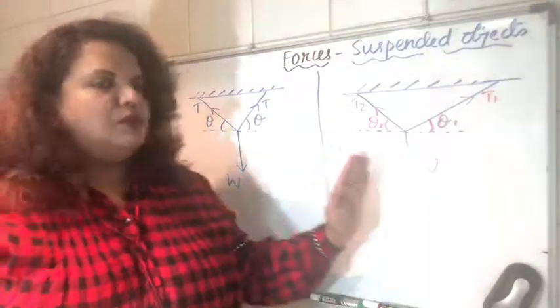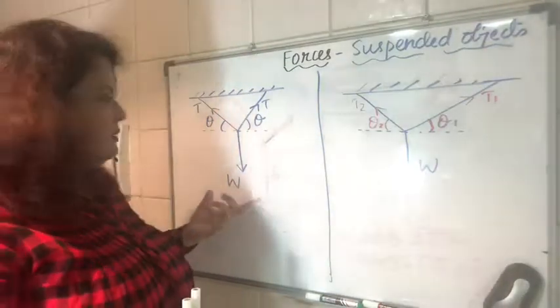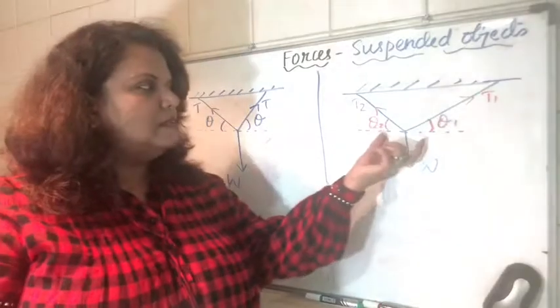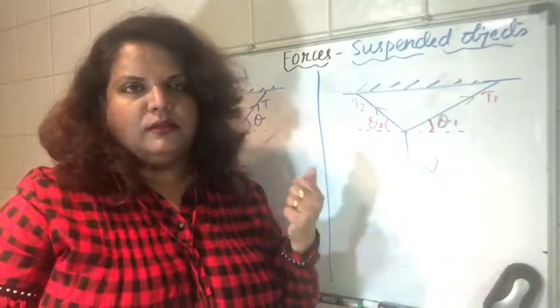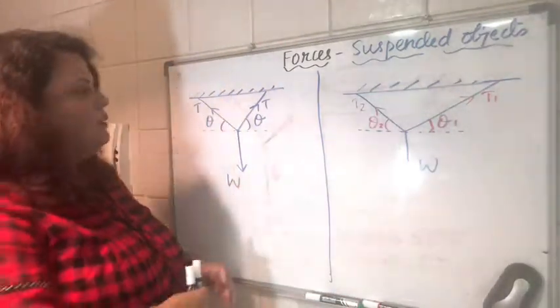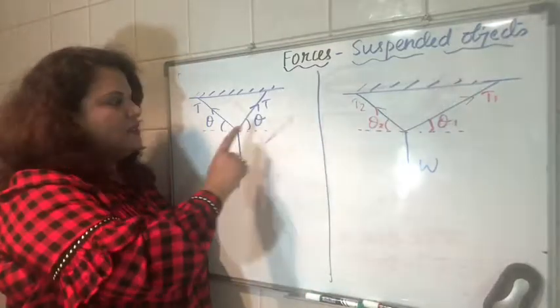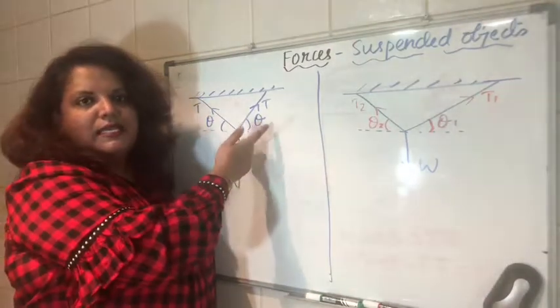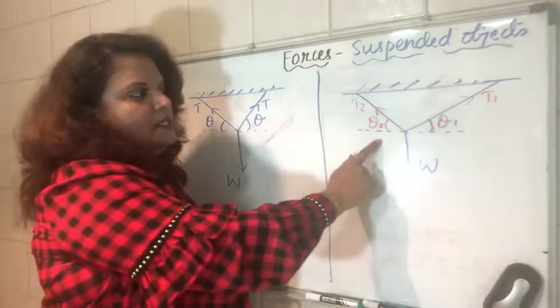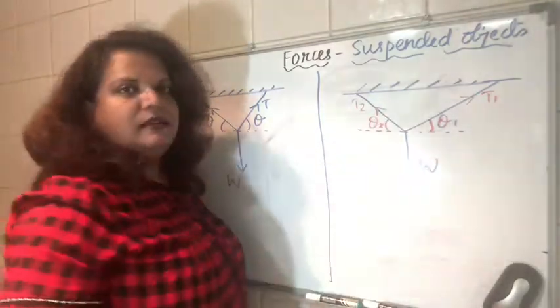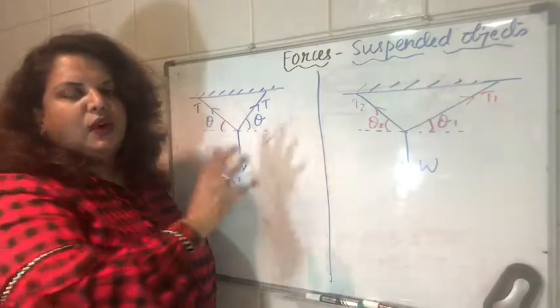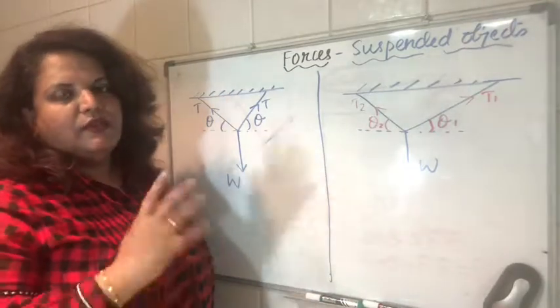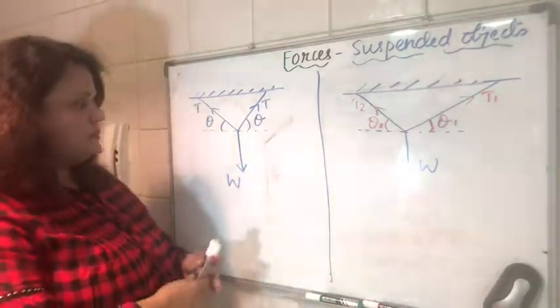Now if you look at the two situations that I have drawn here, an object is suspended by two strings or ropes, right? What is the difference between the two situations? In the first, the angle that it makes to the horizontal is the same theta, but in the second, the tension and the angles are different, right? So how do we approach each one of these? If you compare and study, it would be better.